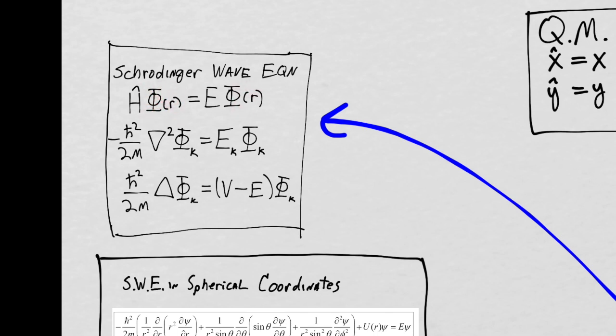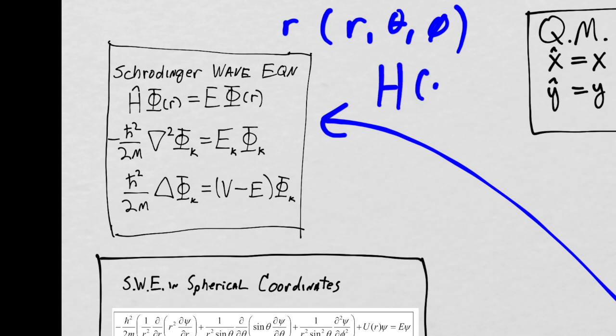R is supposed to mean some position coordinate. So r is a stand-in for r, theta, phi. This is in spherical coordinates. We're going to solve the Schrodinger wave equation in a spherically symmetric system. H is not a function of time, but H is a function of r only. So H is only a function of the radial coordinate. I guess I used r in a weird way here.